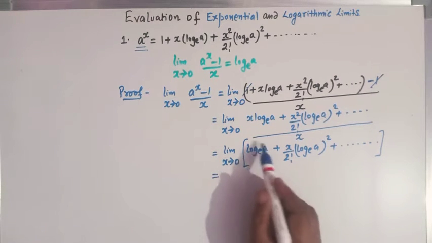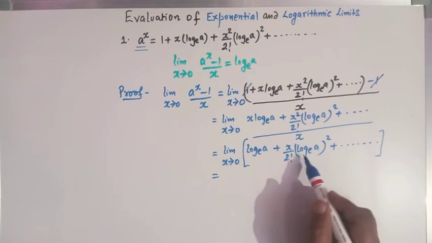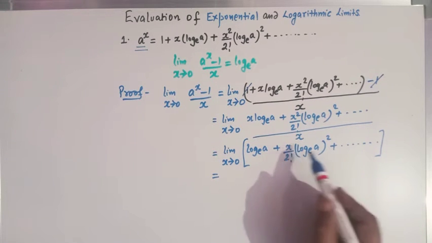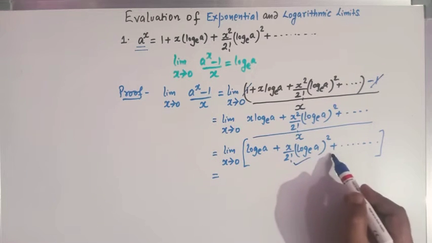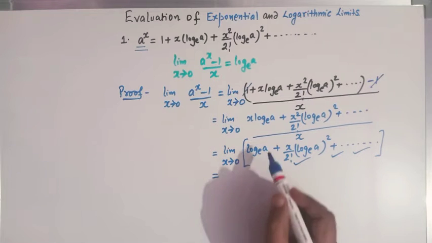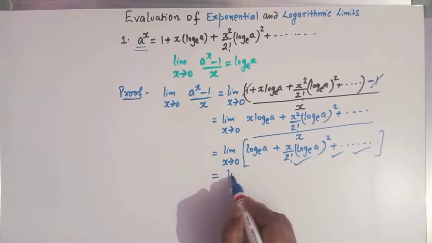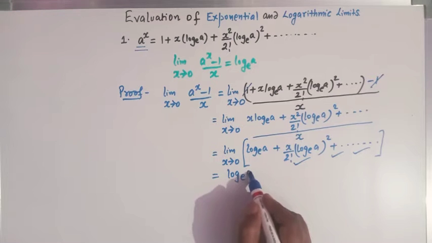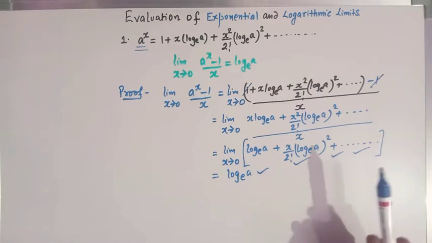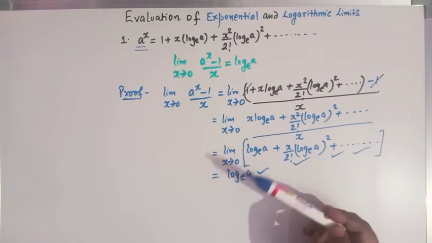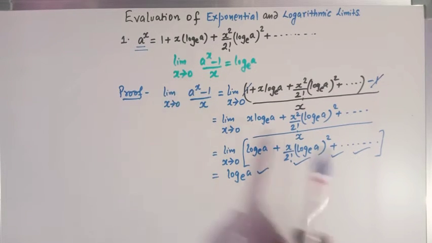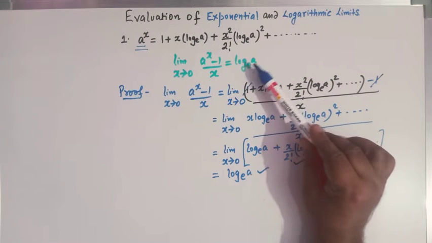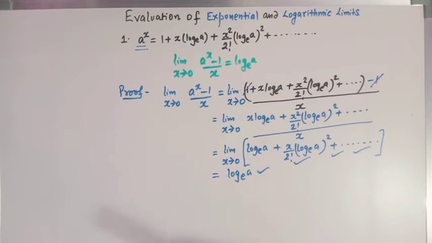Now the first term is free from x, and the remaining terms contain x. So when x tends to 0, all these terms tend to 0, and we are left with only log of ea, right? So therefore we have proved that limit x tends to 0 of a raised to x minus 1 divided by x is equal to log of a to the base e, right?